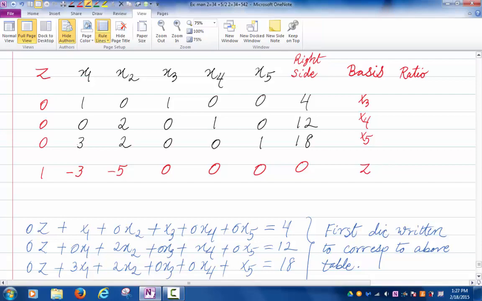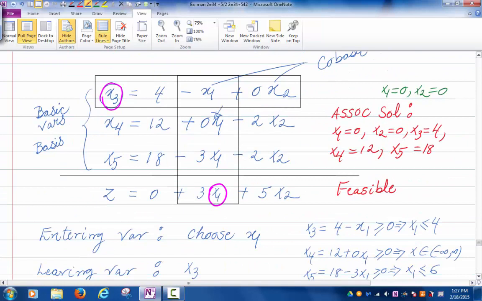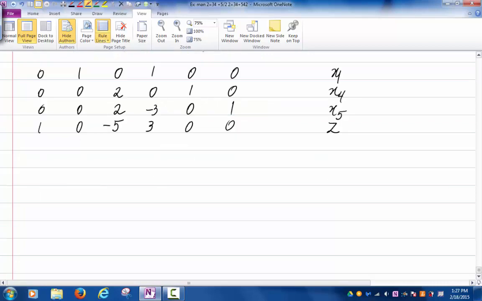Am I making sense? So the first dictionary, if I go back to that again, the first equation there, I'm going to rewrite as x1 plus 0x2 plus x3 is equal to 4. You agree? Again, x1 plus 0x2 plus x3 is equal to 4. However, I'm going to imagine that the coefficient of x4 is 0, the coefficient of x5 is 0. You guys see what I'm saying? Is everybody okay?